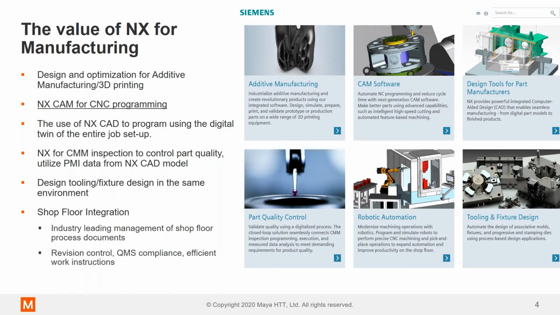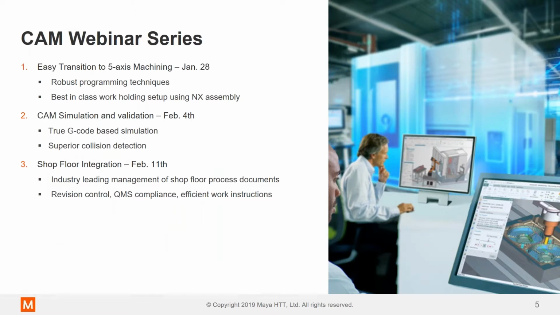And that will be next week's topic, how to expand the use of NX in the shop to the shop floor. So the CAM webinar series in general, last week we talked about five-axis machining. And this week we're going to talk about simulation validation with true G-code based simulation and collision detection. And then next week, of course, shop floor integration.